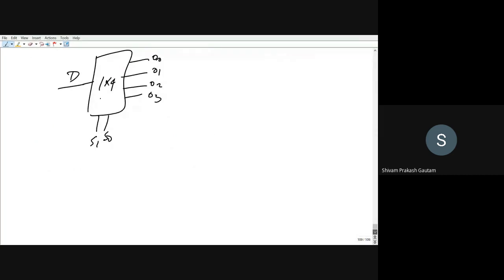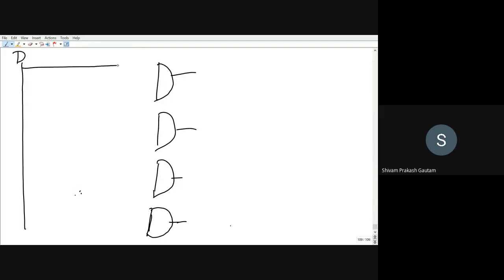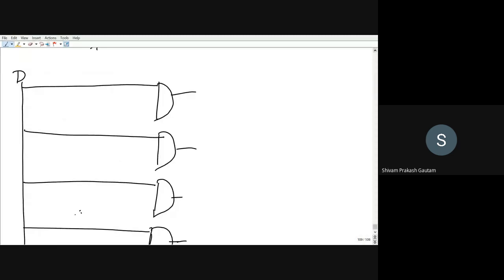So we will be requiring 4 AND gates. These are the 4 AND gates, with the output of each AND gate, and there will be 3 inputs to each AND gate. So let us say we are having a data line here, and the data line is flowing to the input of each AND gate. Similarly, we are having select lines as well, let us say S1 and S0. And take a NOT gate here. Take a NOT gate here.